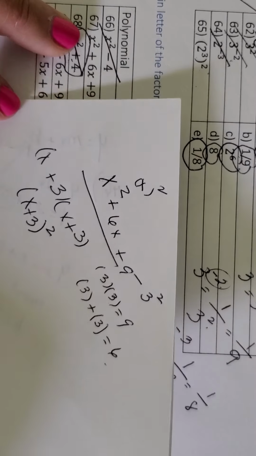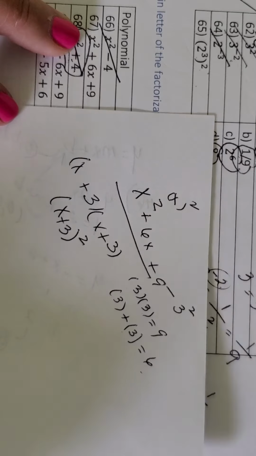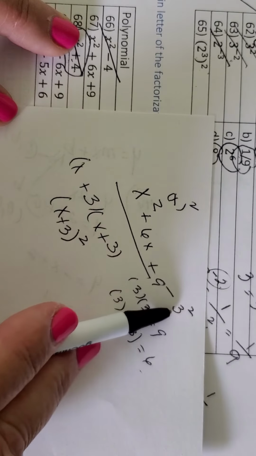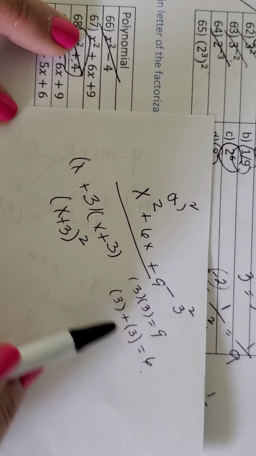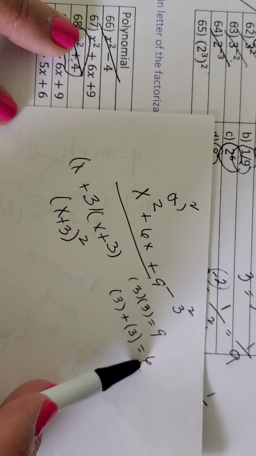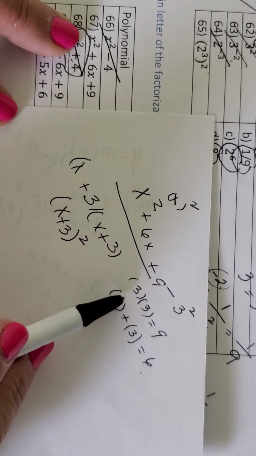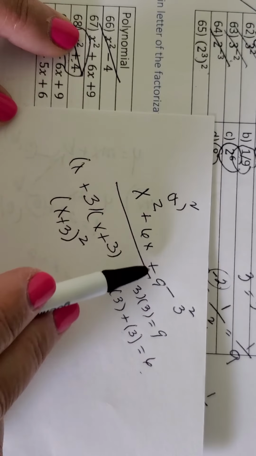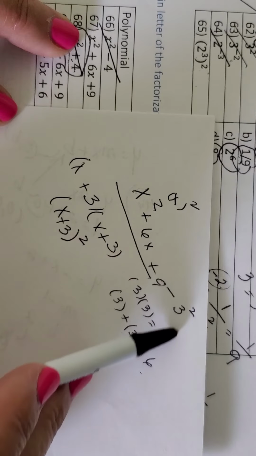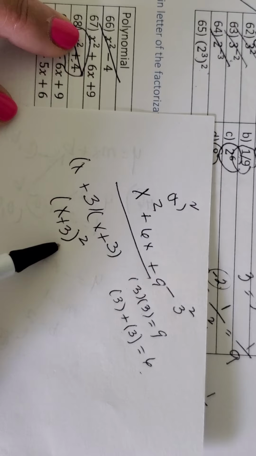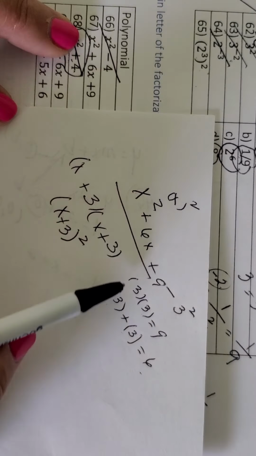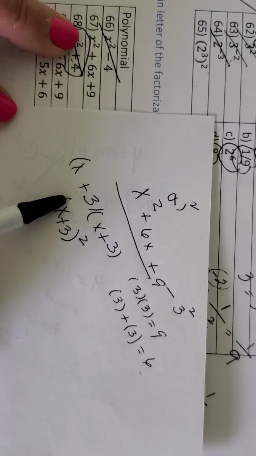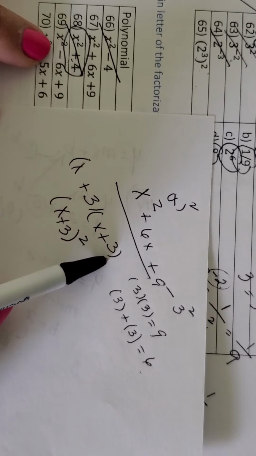Let me do this again. I did not notice that the paper was not there. X squared plus 6x plus 9. Two numbers that multiply will give you 9, but added will give you a 6. So those two numbers are 3 and 3. This is a perfect polynomial, a perfect square, because this number multiplied by itself gives you 9 and added will give you a 6. 3 times 3 is 9. 3 plus 3 is 6. So the answer is x plus 3, x plus 3.